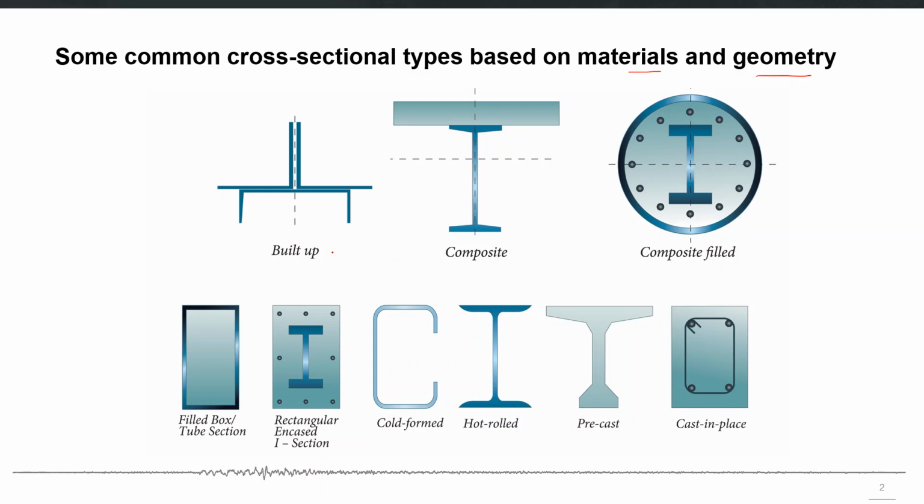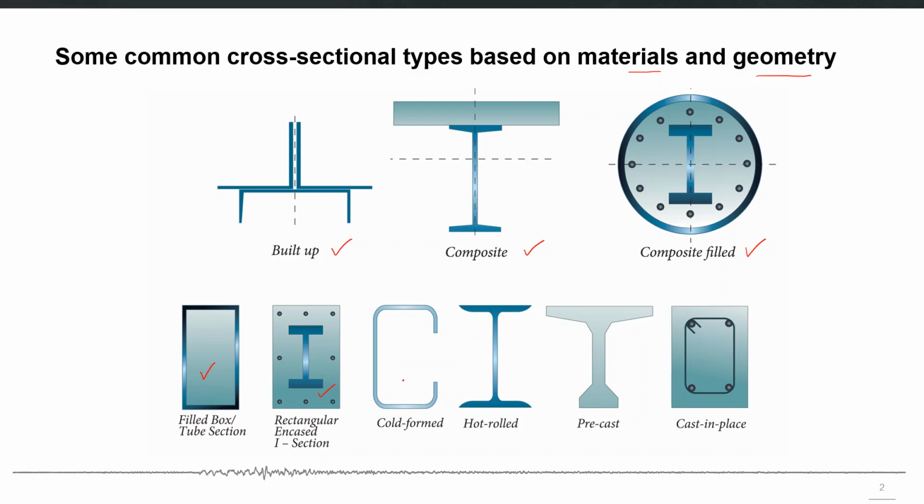For example, you can have built up cross sections, composite cross sections, and you can have composite filled cross sections. For example, this one which is having a steel tube which is filled with concrete, and then again it has a steel cross section in it with some rebars also. So it's a very complex cross section, and ETABS will not provide a template for defining such a cross section. You can also have these filled box cross sections, and an encased I section in concrete.